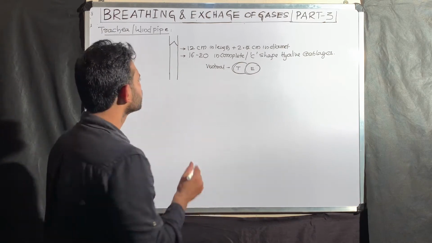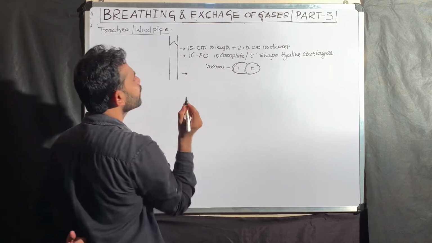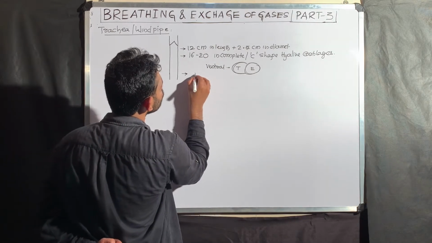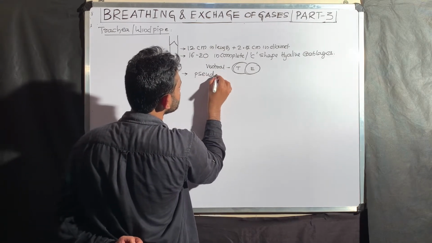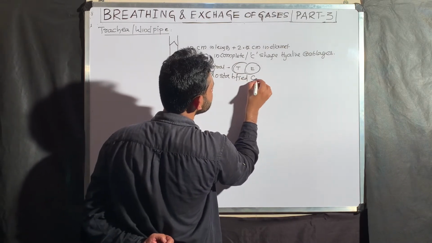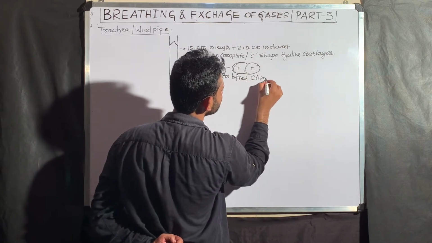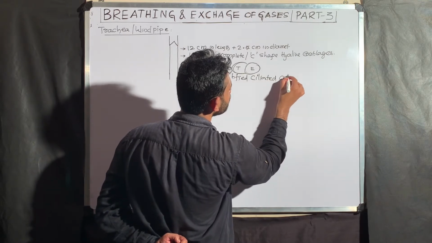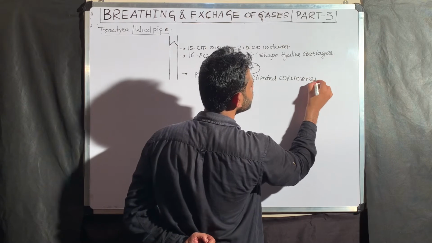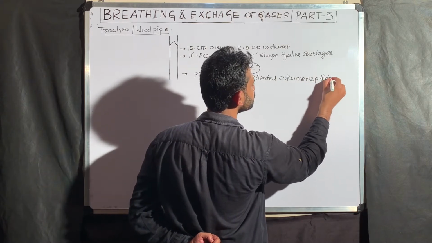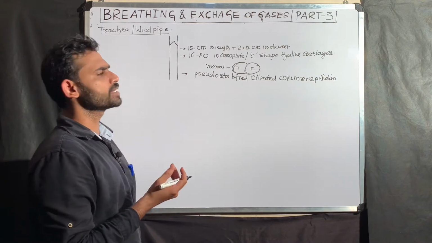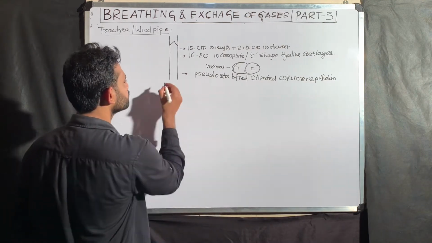Okay? The next point you need to understand: the trachea is made up of pseudostratified ciliated columnar epithelium.